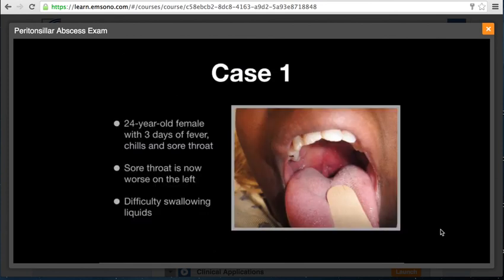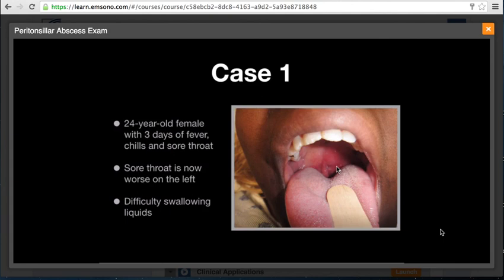Let's take a look at a case real quick. Here we have a 24-year-old female who had 3 days of fever, chills, and sore throat. The sore throat is now worse on the left, and she's having a hard time swallowing. If you look, there's no trismus. She had bilateral tonsillar enlargement. Her uvula is still midline, but you notice that there's marked erythema on the left as opposed to the right, and you're starting to lose that fold here around the tonsil.